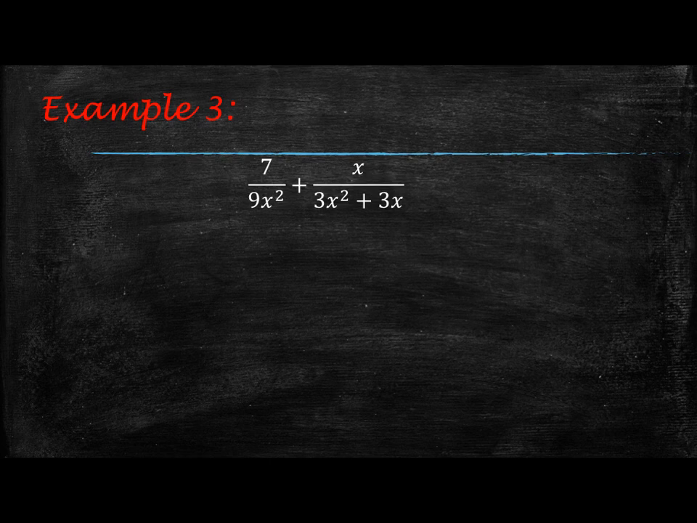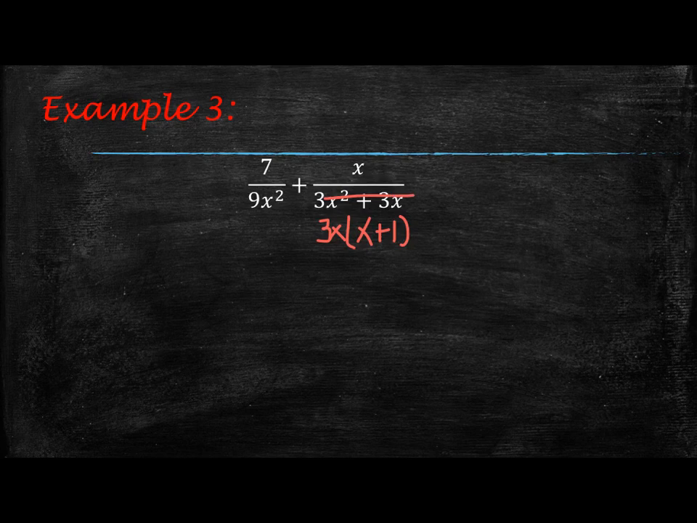All right, let's look at example 3. This is an addition problem. We want to go ahead and factor our denominators. So 9x squared, we'll leave that, but 3x squared plus 3x, we can divide out a 3x. And then we'd be left with x plus 1.